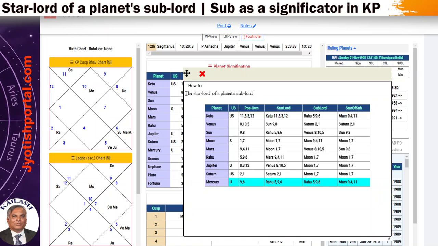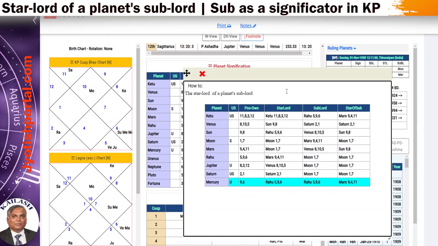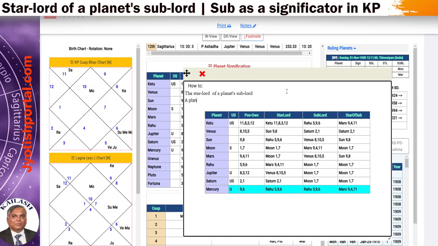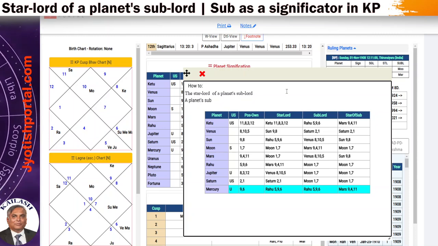Very easy. What we want to achieve is the star lord of a planet's sublord. If you want to understand this in easier terms, we can say: find a planet's sublord's star lord.